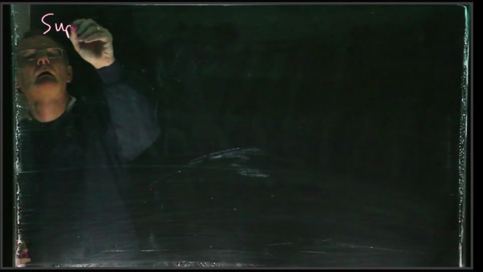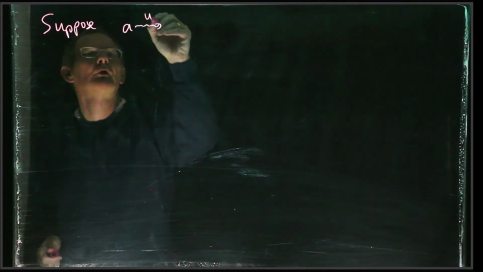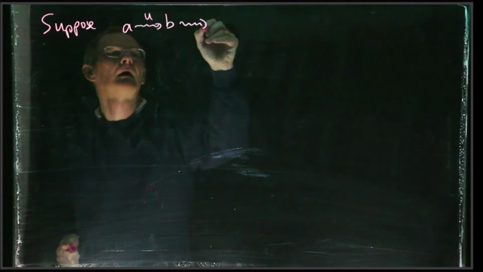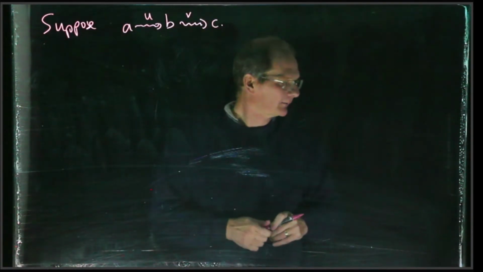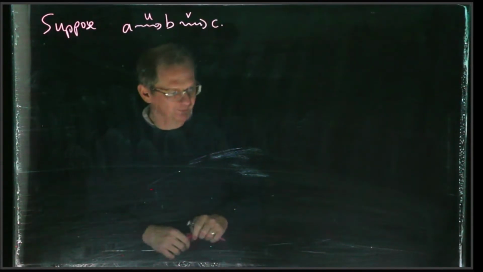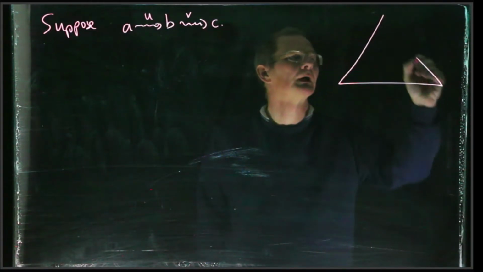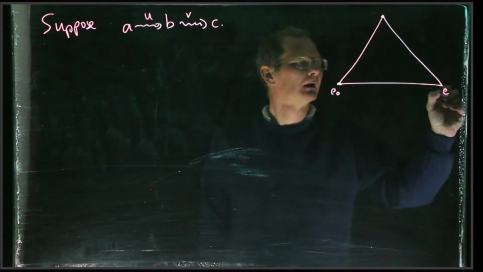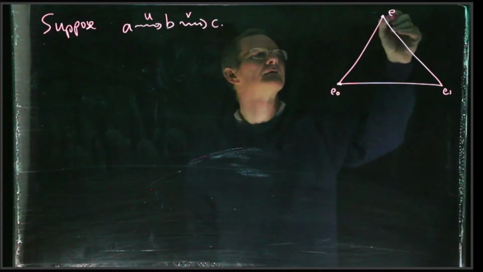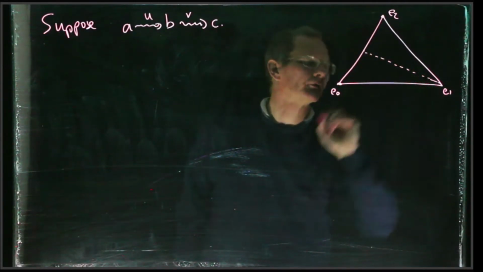For the path join, let's suppose again we've got a path U from A to B and a path V from B to C. And we need to produce a suitable map from the 2-simplex delta 2 into X. So let's draw a little picture of how this is going to work. You've got your E0 here, your E1 here, and your E2 here. And we're going to split this triangle into two parts like this.